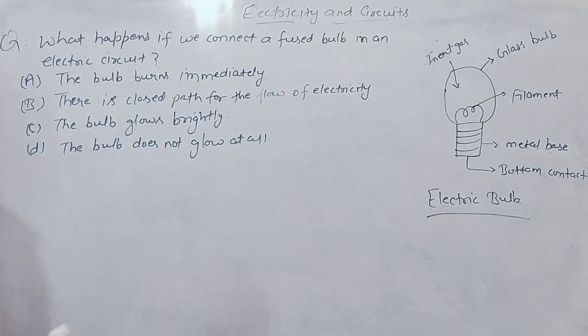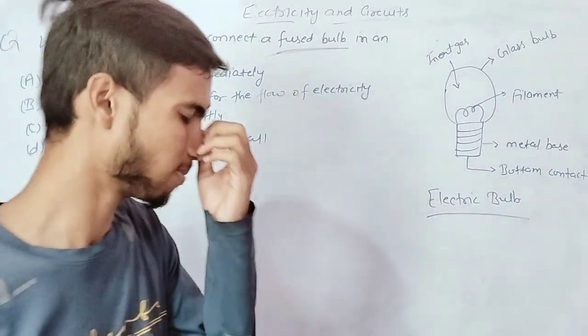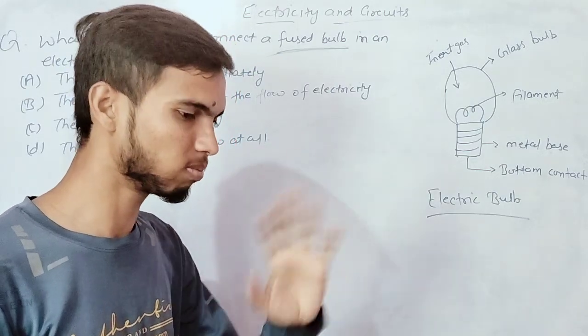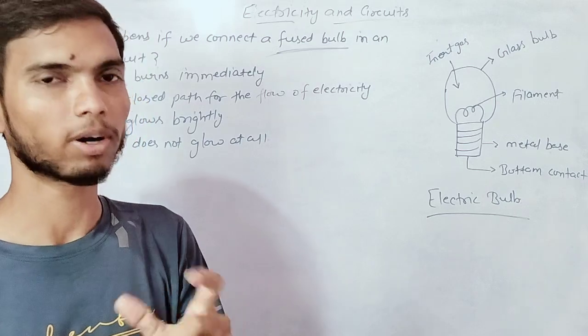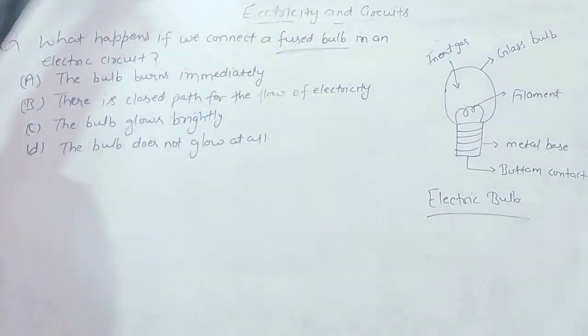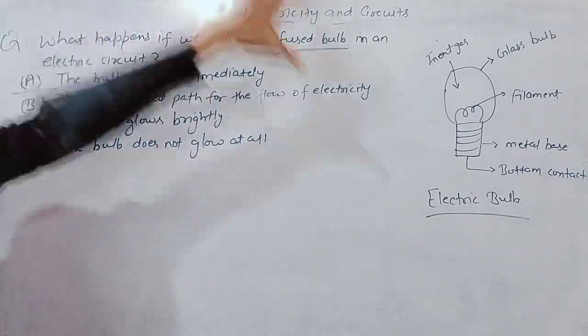So of course, this is telling us that the electric circuit will be an open circuit, you can say. The bulb will not glow. We can say, so one is: the bulb burns immediately.